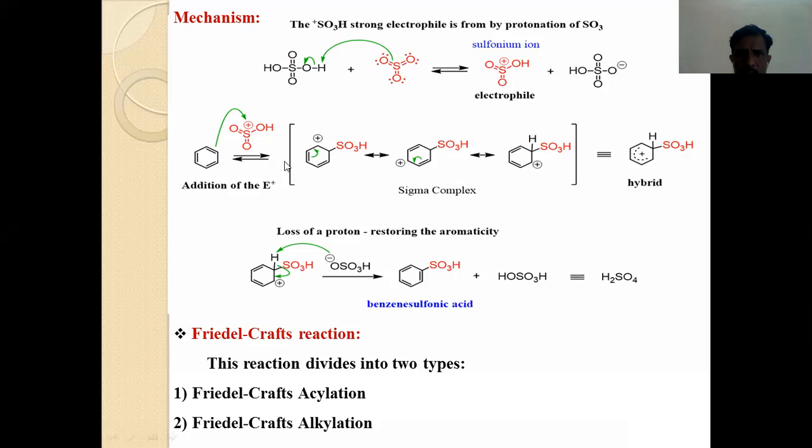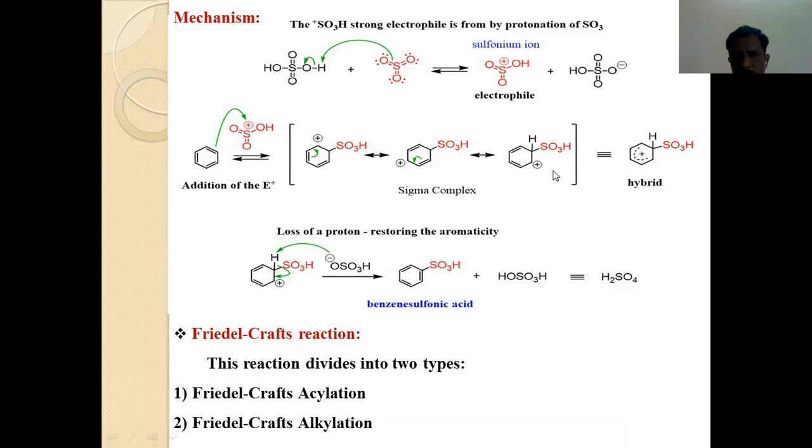Again, there is an SO3H, and the positive charge will be nullified due to delocalization of the pi bond here, shifted here. Again, the positive charge is here, and to neutralize this positive charge, this bond will be shifted here, as shown by the green colored arrow. Again, positive charge is developed here. One of the carbons is sp3 hybridized, but the remaining carbons are sp2 hybridized.